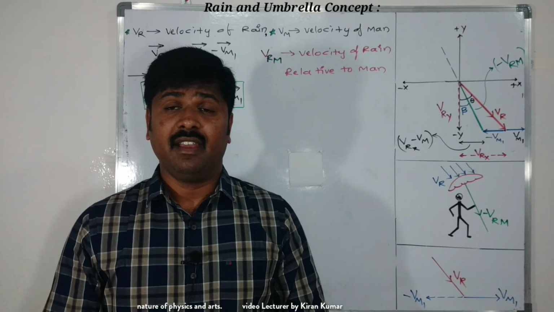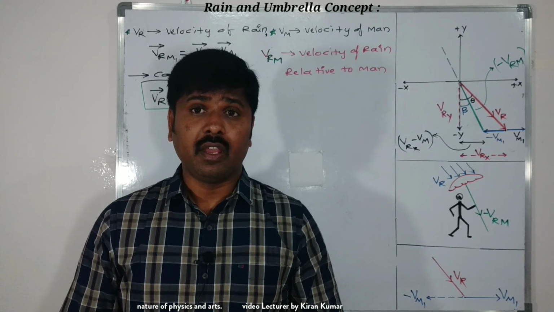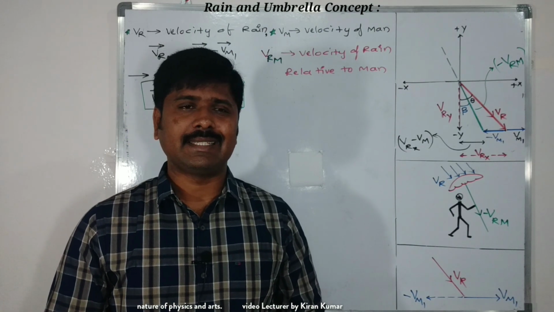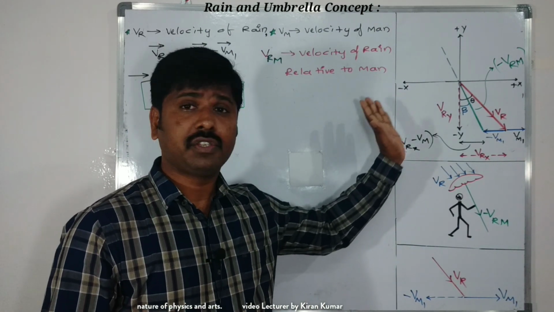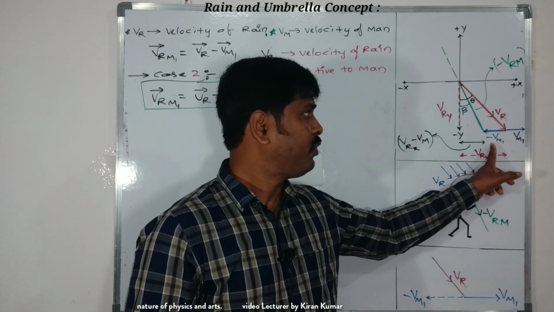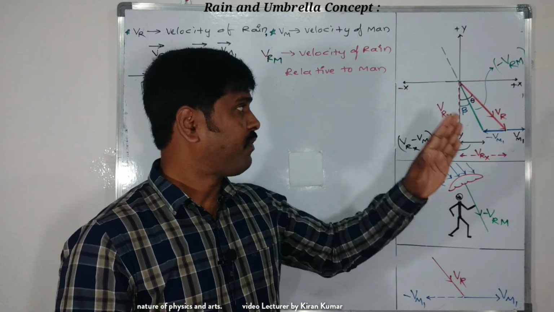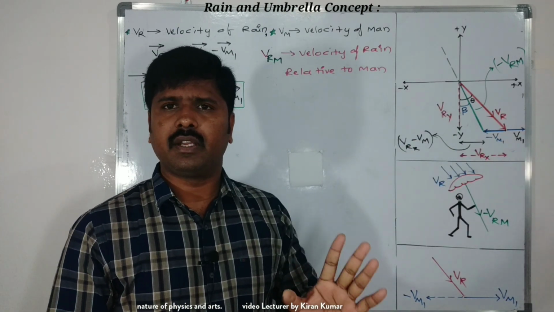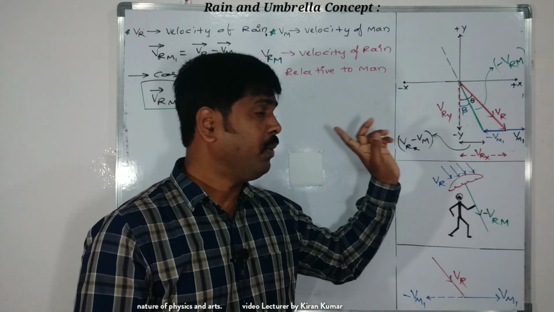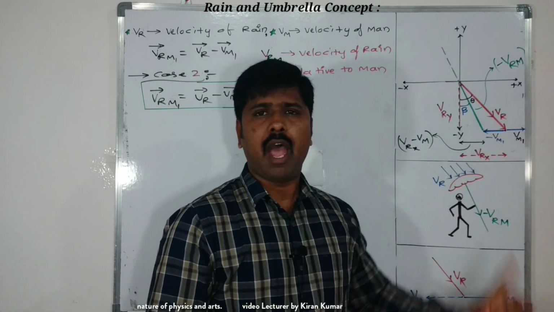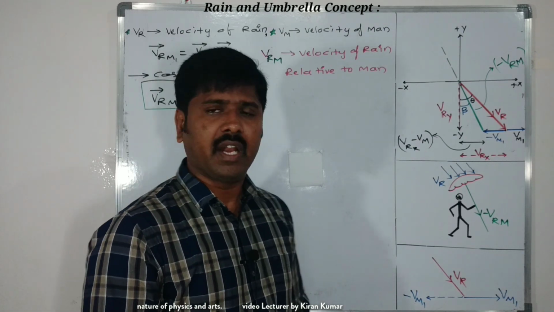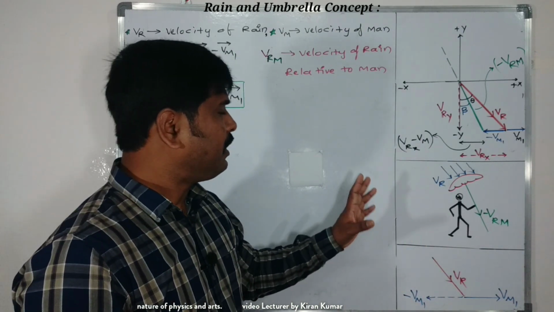Now, second case. In the second case, the man is moving with a velocity Vm1 along the positive x-axis, that is from west to east. For negative, minus Vm1, it is from east to west. Try to understand. In this situation we are considering only west to east, that is the positive x-axis, the man moving with a velocity Vm1. Okay, see then, continuation here.